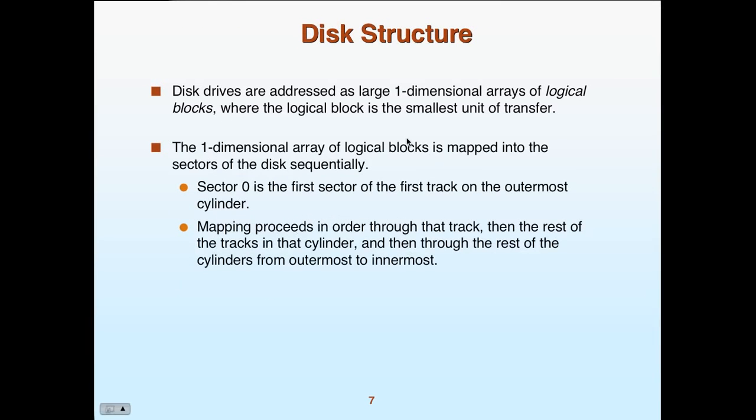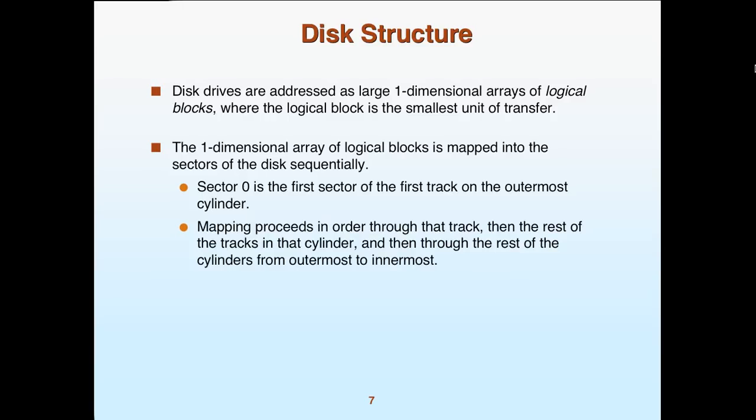So the disk itself. The disk drives are addressed as one large one-dimensional array of logical blocks. This is how the operating system reads it, where each logical block is the smallest unit of transfer. So we've got a bunch of data, and the data is located on the disk. All the operating system cares about is this array of data, this array of bytes. And it gets it from the storage, from the disk drive, from wherever it happens to get it from in terms of its secondary access.